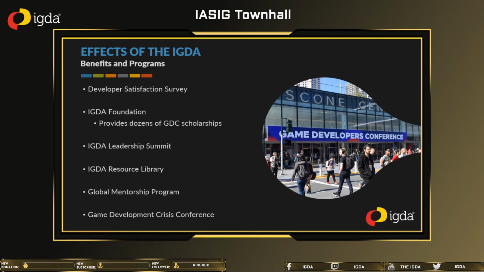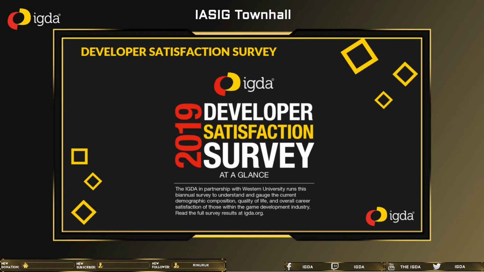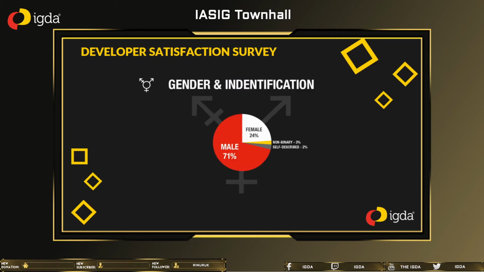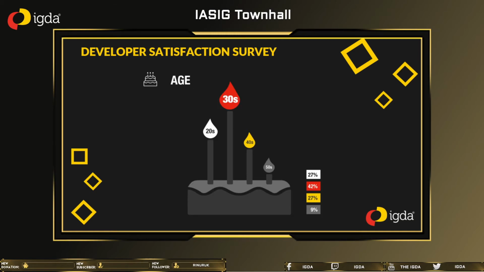So as for the developer satisfaction survey, we had some really interesting results from this last year. We noticed that the number of females within the game industry has risen from around 21% to 24%, and that there are more non-males in the industry as well. We also noticed that the average age of game developers is getting older, which is actually a really good sign. It shows that our industry is becoming more stable and people are able to stay in it longer.